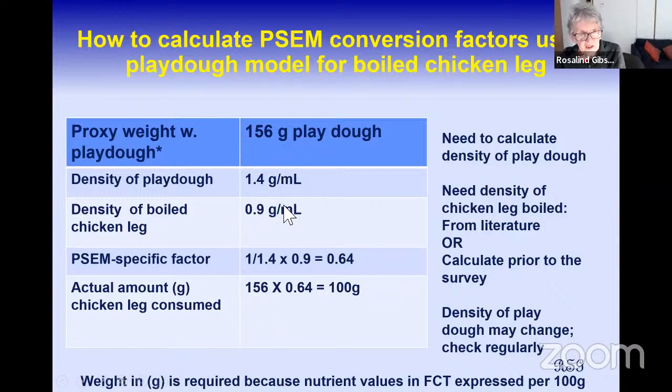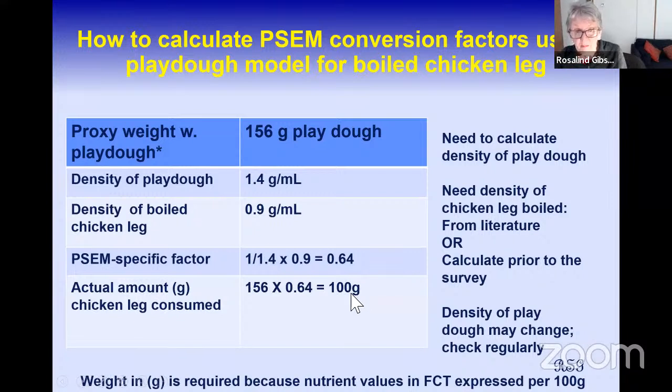Using these densities, you can generate a portion size estimation factor, which is 1 divided by the density of Play-Doh times the density of your chicken leg, which gives you 0.64. And then the amount you weighed. So you weighed 156 grams of Play-Doh to represent the amount of chicken consumed. You multiply that 156 by your conversion factor of 0.64, which gives you 100 grams.